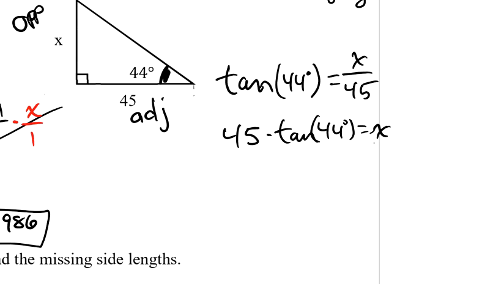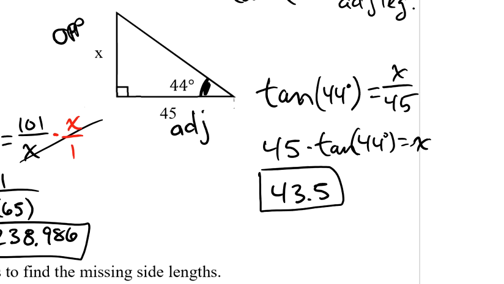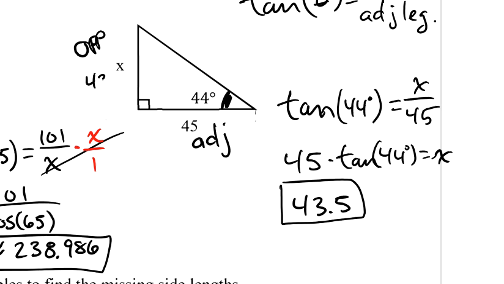45 times the tangent of 44, and I get 43.5 if I'm rounding to the nearest tenth. So this side right here is a little shorter than the other leg. This is about 43.5. Interesting, if this was just 1 degree more, it would make this an isosceles triangle, and the other one would have to be 45 also. But because it's a slightly smaller angle, smaller than 45, it makes this side slightly smaller than this side.